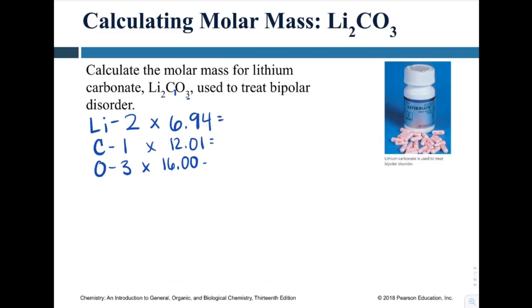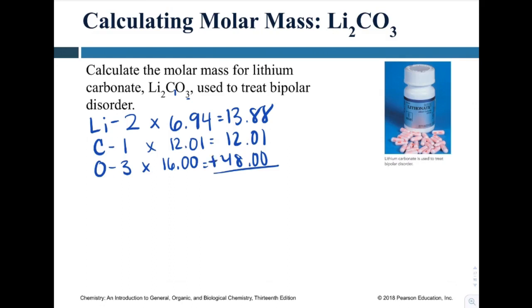So we're going to do a quick little bit of math here. 2 times 6.94 is 13.88, 12.01 times 1, and then we have 3 times 16 is 48.00. Don't lose those 4 sig figs, the digits after the decimal place here.